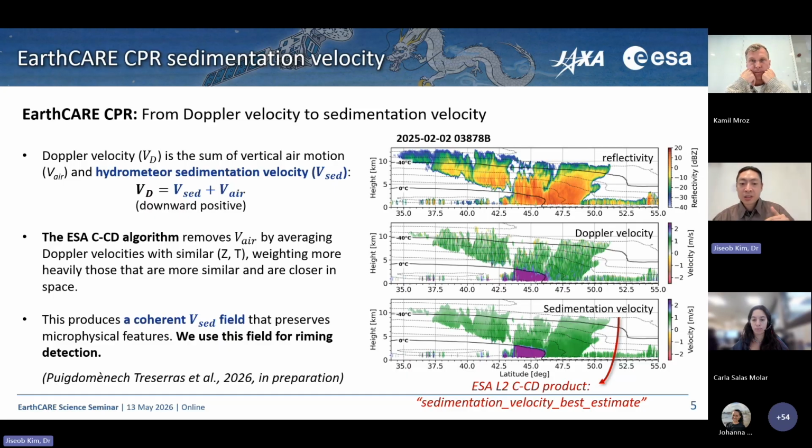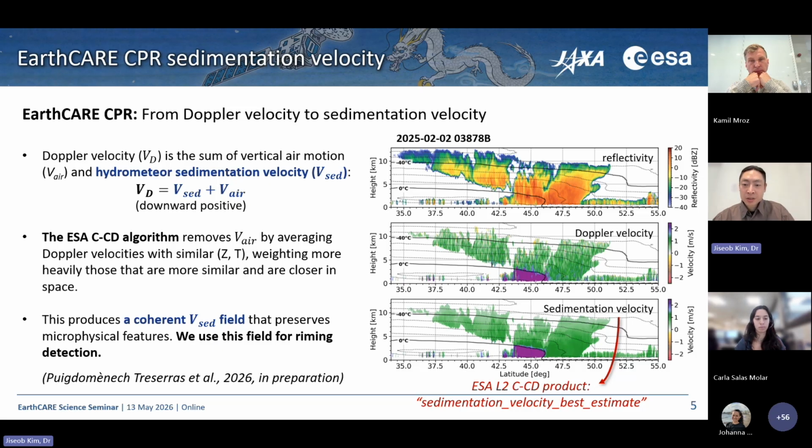ESA and JAXA independently produce their own level 2 product, and here I'm showing the ESA product. And we go one step further. The CCD algorithm removes the vertical air motion component from the Doppler velocity and estimates the sedimentation velocity. If you compare it with the Doppler velocity field, the sedimentation velocity looks much smoother and more stable.